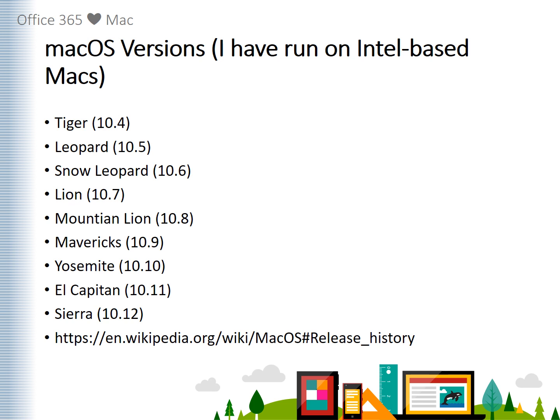Since then, Leopard came out, Snow Leopard, Lion, and Mountain Lion. And then Apple changed their naming convention to a different paradigm from large cats. Mavericks came out, that was 10.9. Yosemite followed on, El Capitan, and then Sierra is the latest version. And again, here's a link to where I got that release history. Most of it was from memory, but I needed a couple reminders about the order.